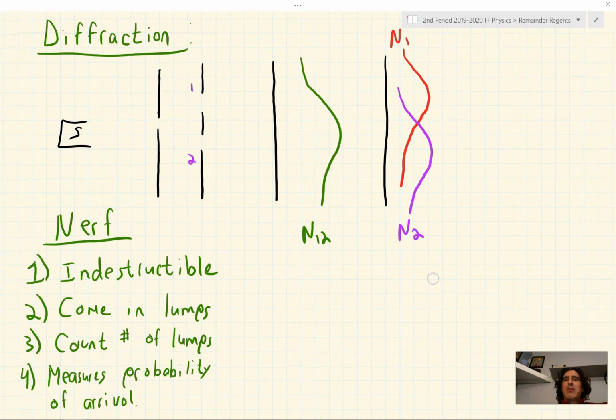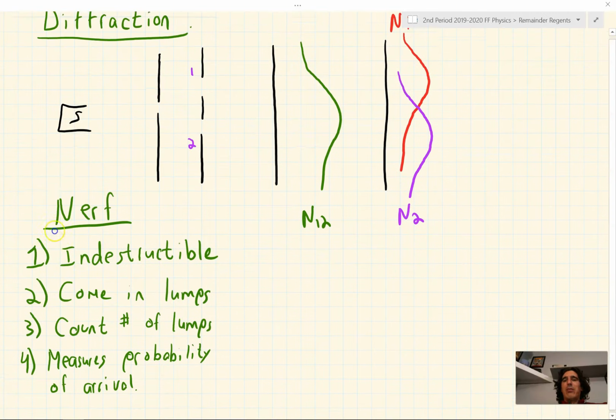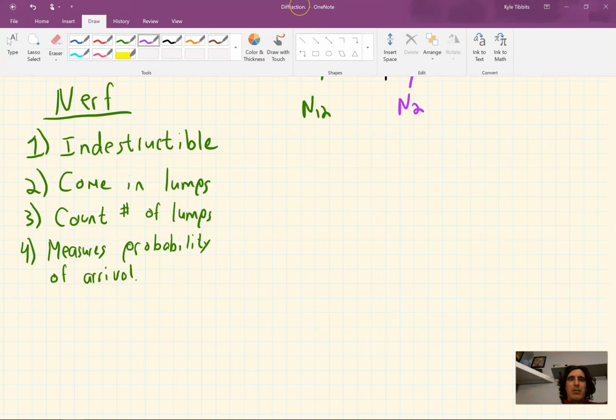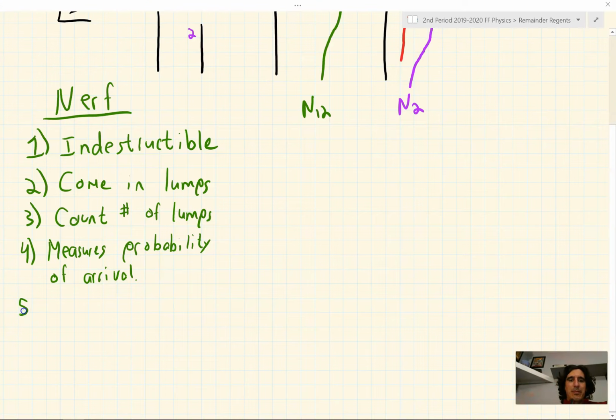Now if we take the number of nerfs that went through just hole 1 while hole 2 was closed, and the number of nerfs that went through hole 2 while hole 1 was closed, we add these up and we get N12. The number of nerfs that went through hole 1 plus the number of nerfs that went through hole 2 is equal to the number that went through holes 1 and 2 when they were both open.